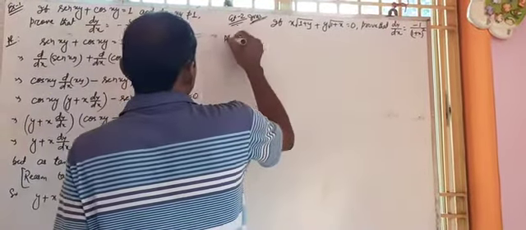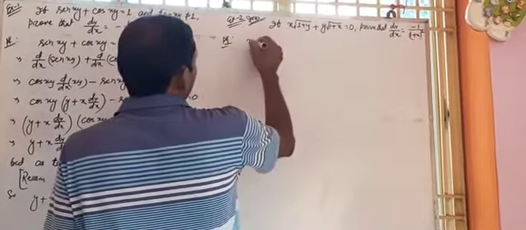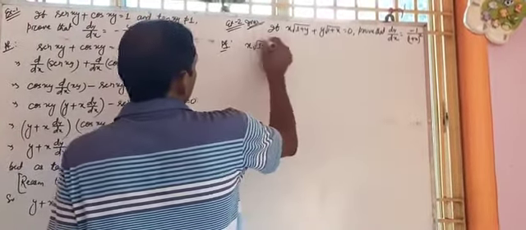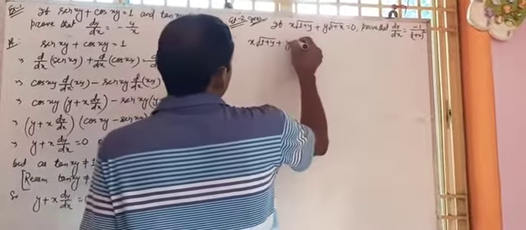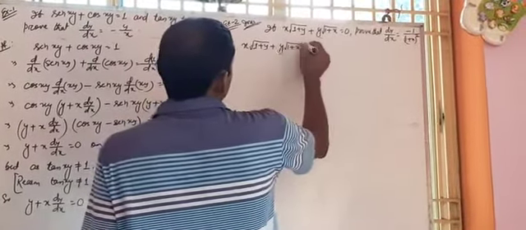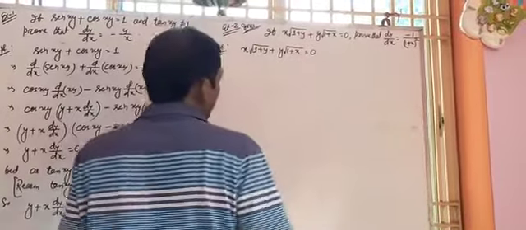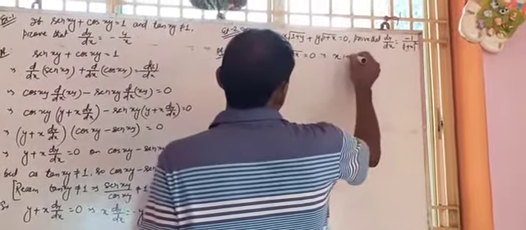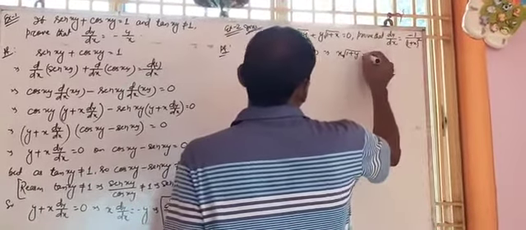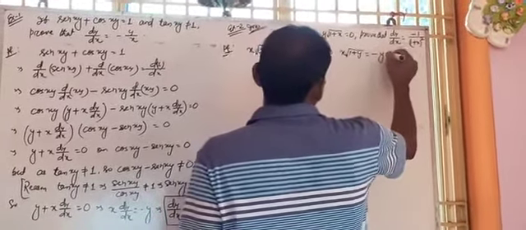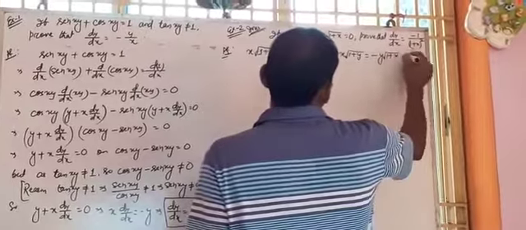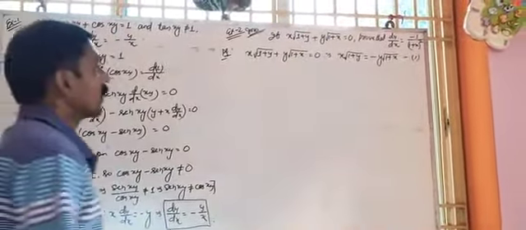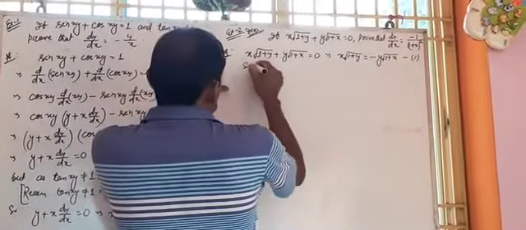Again, the proof. It is x into square root of 1 plus y plus y into square root of 1 plus x equals 0. Now take one term to the right hand side. So x into square root of 1 plus y equals minus y into square root of 1 plus x. Call this the first equation. Now squaring both sides.